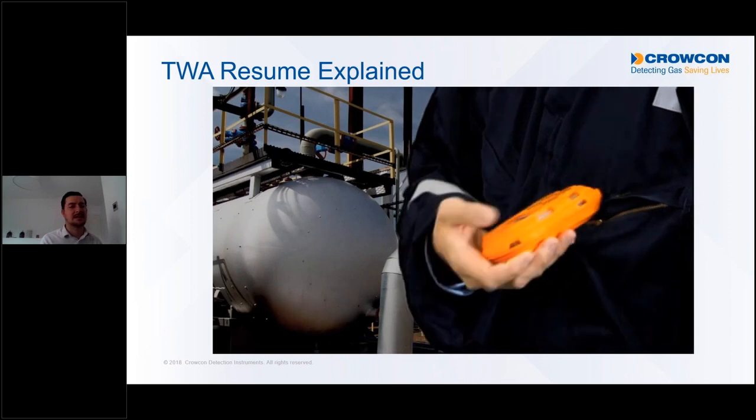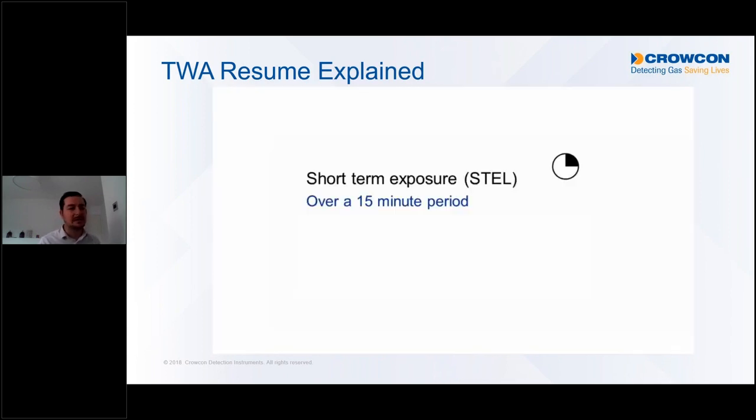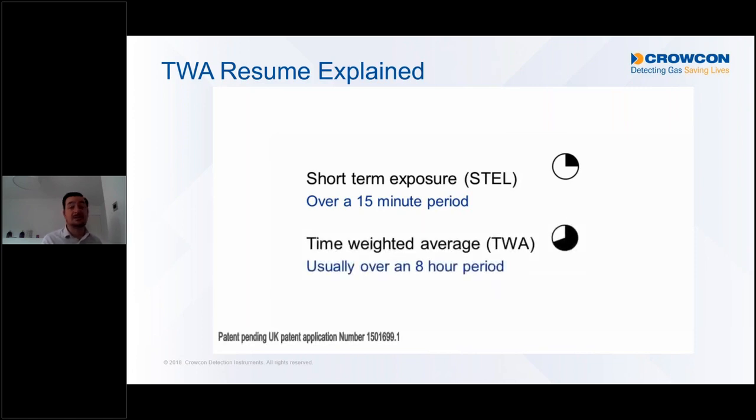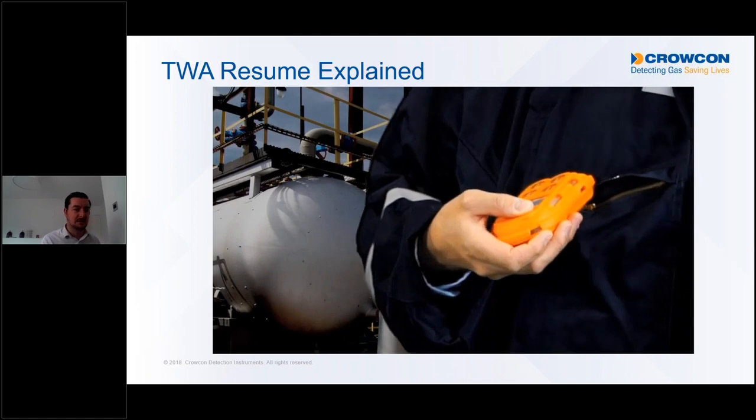When monitoring toxic gases, there are a number of different alarm levels which the detector must monitor against, including long-term exposure limit, which is usually measured as a time-weighted average over an 8-hour period, giving a measure of the user's average exposure to the toxic gas over that 8-hour period.